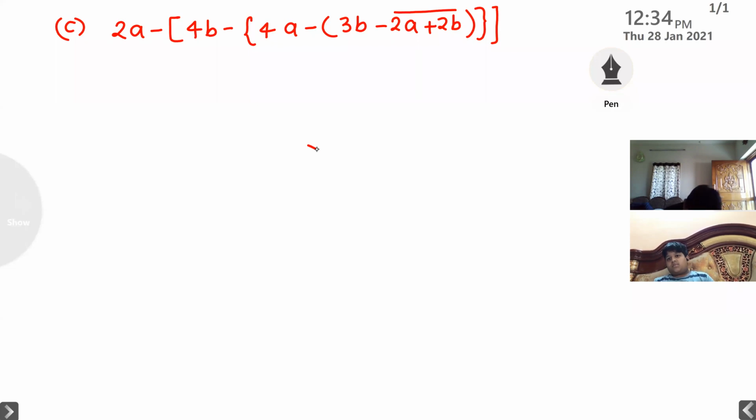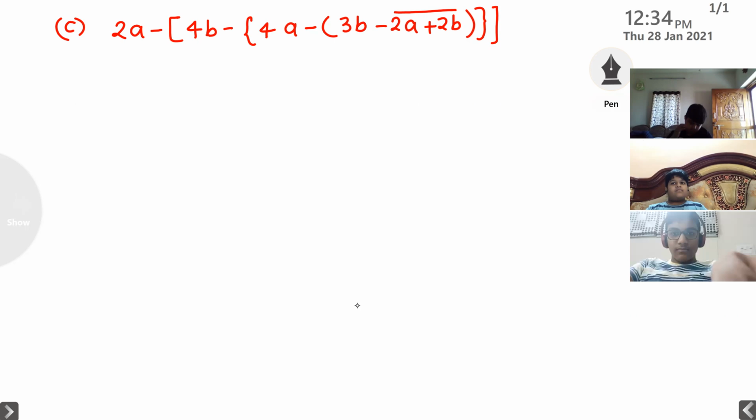Sir, what is the meaning of that line, sir? Line bracket, that is, beta. You did not listen to yesterday's class? Mr. Bhuvan, you did not listen to yesterday's class. That's why you are getting doubt.